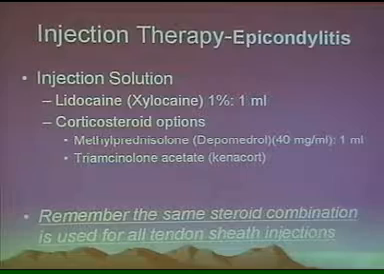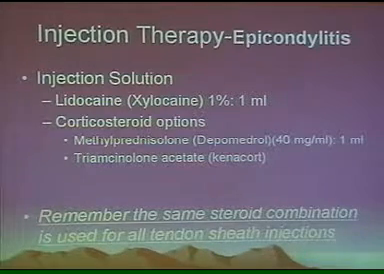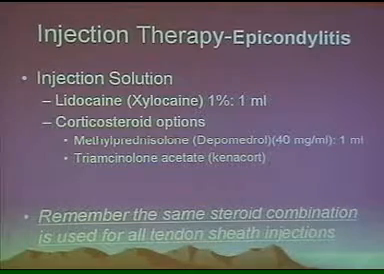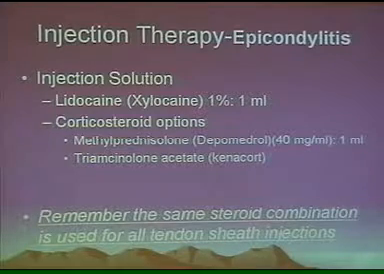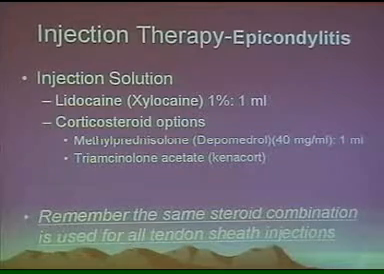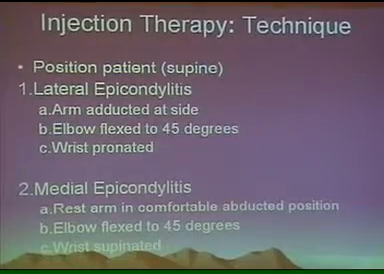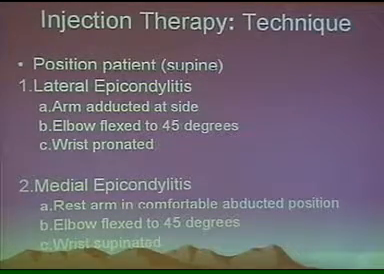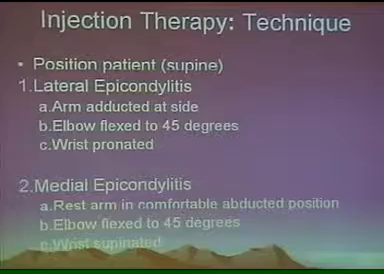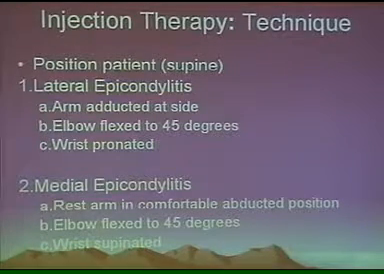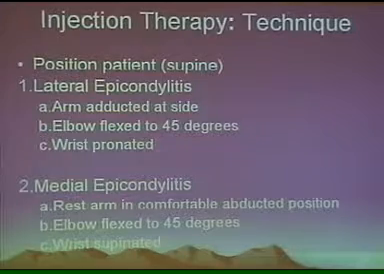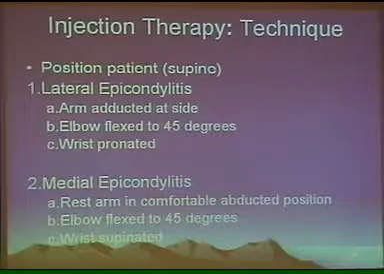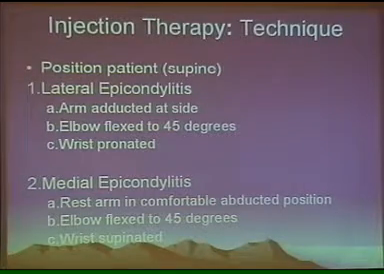For the injection, we use 1 ml of lignocaine or xylocaine 1%, and for steroids we sometimes use Depo-Medrol 1 ml or Kenacort. We mix them and then prepare the skin. In golfer's elbow, the position of the patient is with the arm adducted at the side, elbow flexed at 45 degrees, and wrist pronated. But in tennis elbow, we put the arm in the abducted position, elbow at 45 degrees flexion, and wrist supinated.